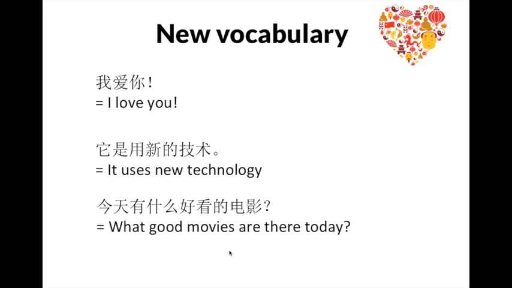So, to say that a movie is good, you simply say basically that it looks good. And that's, when you think about it, it's pretty logical. If a movie is good to look at, then it probably is good. So to ask what movies are good, you simply ask what movies look good, kind of. So 今天有什么好看的电影? So what good movies are there today?